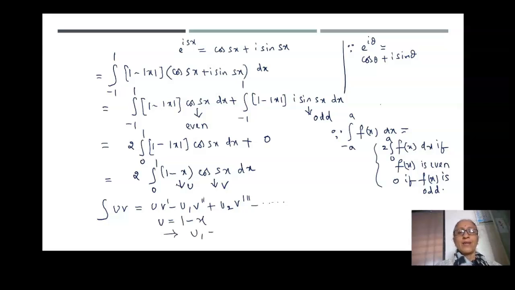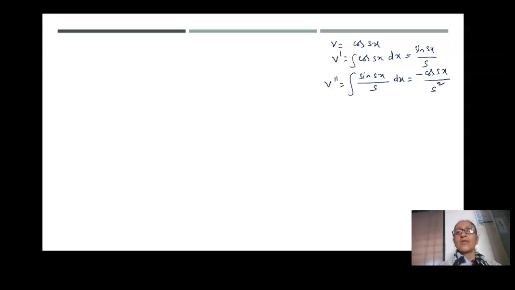Then u1 is d by dx of 1 minus x, which is minus 1. u2 is nothing but d by dx of minus 1, which is equal to 0. Now let us consider v. Here v equal to cos sx and v dash equal to integral cos sx dx, which is equal to sin sx upon s. V double dash equal to integral of sin sx upon s dx, which is equal to minus cos sx upon s square.